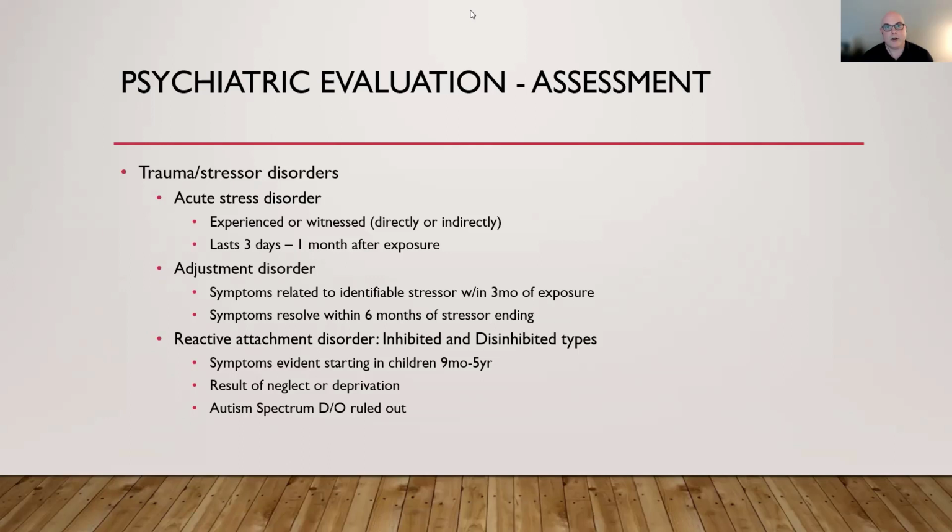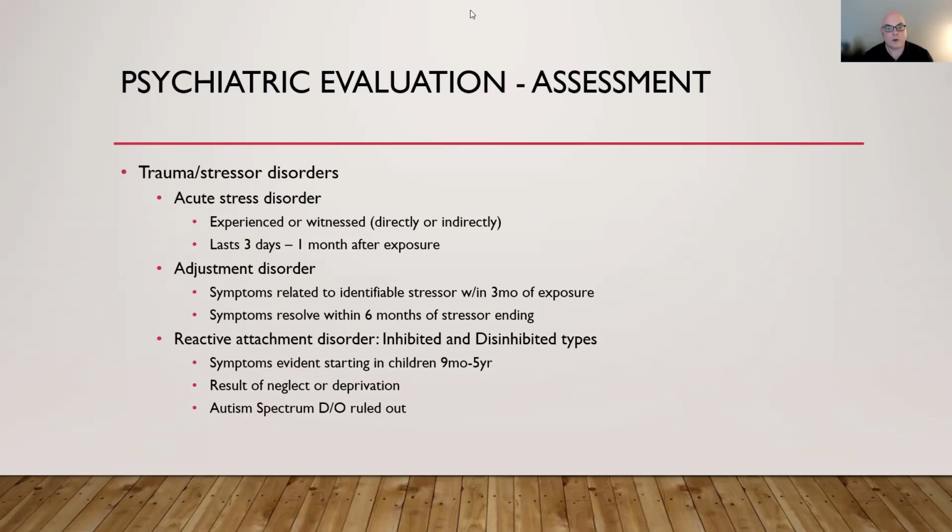Reactive attachment disorder is a pediatric trauma disorder. There's the inhibited and disinhibited types. These symptoms have to be evident starting in children between 9 months and 5 years. It's the result of either neglect or deprivation during that developmental period. And you have to rule out autism spectrum disorder. So this is not related to autism.